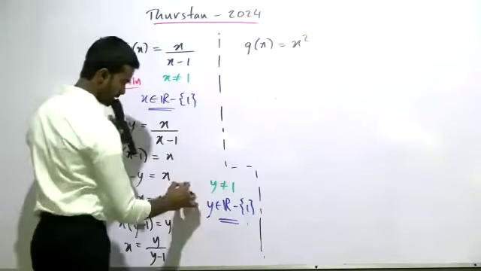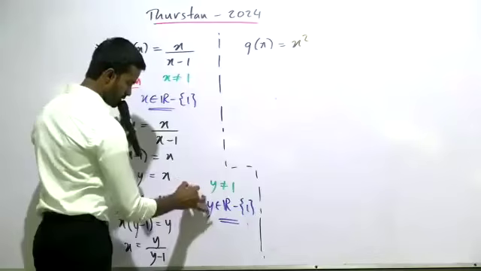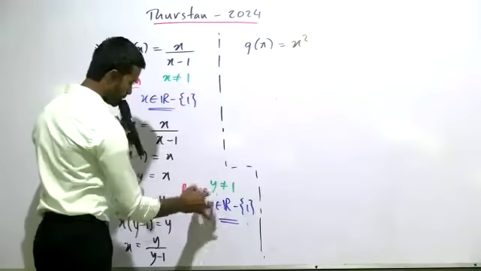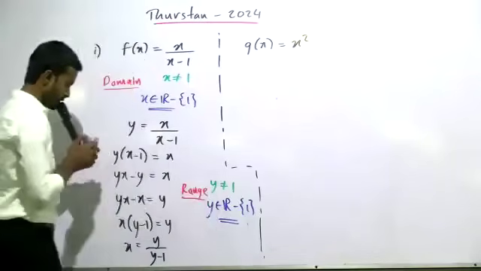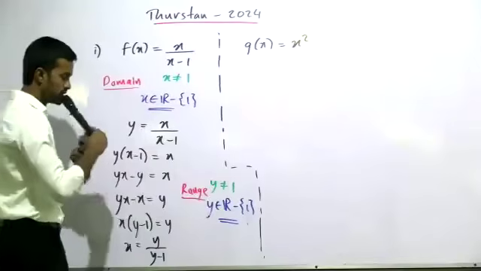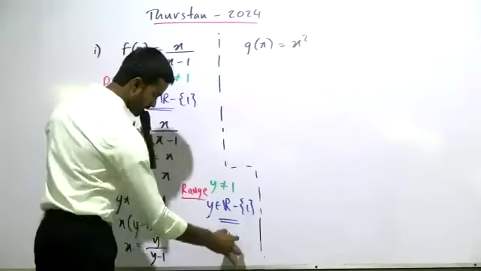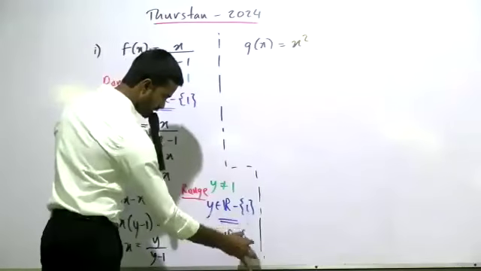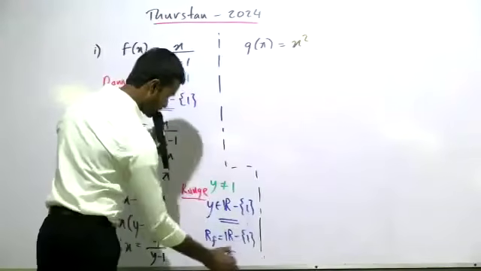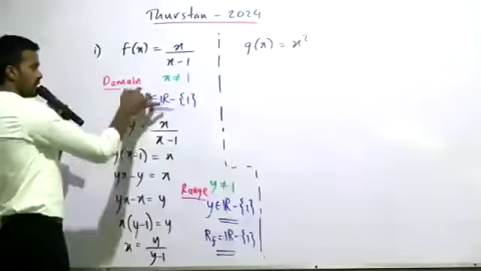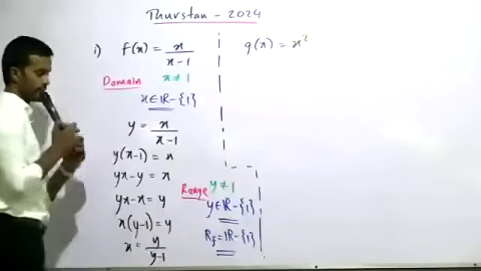So this is my range. Even you can write this in this way. If you can't remember, you can write this in this way. So your range R_f is equal to the entire real number set excluding 1. So you can even write in this way. Even this one you can write, the domain is equal to R.